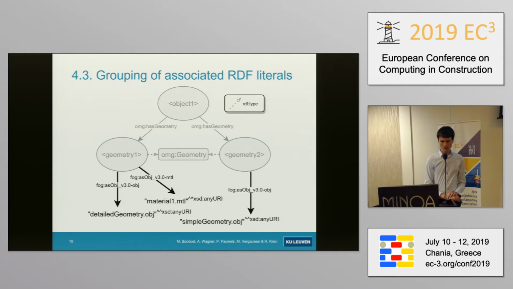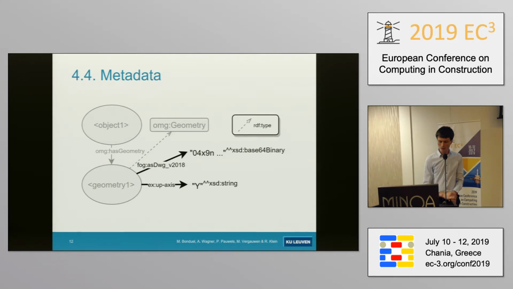If we want to group associated files, associated RDF literals, we need to have OMG level 2 or 3. So at least one intermediate node in between is necessary to be able to say that a certain material file has to be treated together with a certain, let's say, central OBJ geometry file. That these two belong together and that the material file doesn't belong together with the other OBJ file. Having OMG level 2 or 3 also allows us to add metadata, for example, information about which up axis is used.